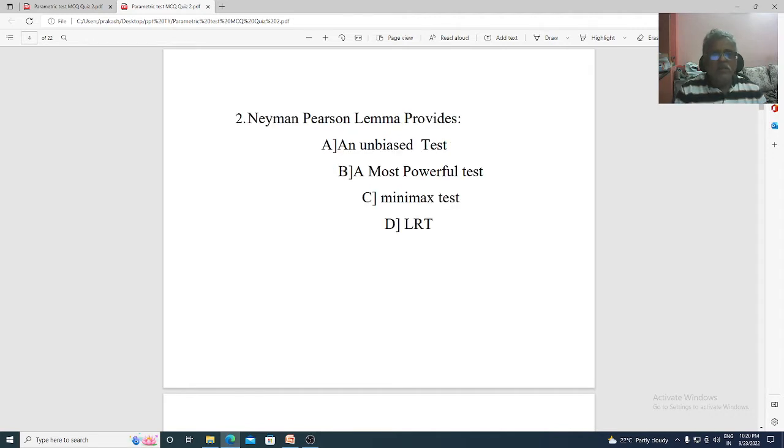J. Neyman. Question 2. Neyman-Pearson lemma provides option A, an unbiased test, option B, a most powerful test, option C, minimax test, and option D, likelihood ratio test. The correct option is B, a most powerful test.